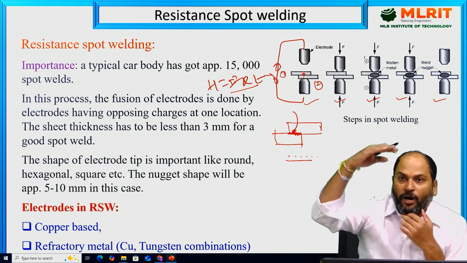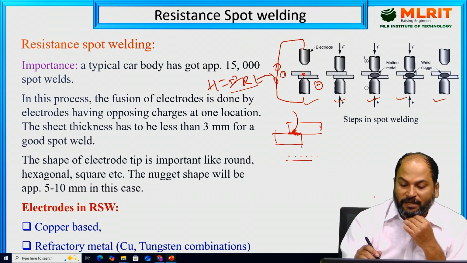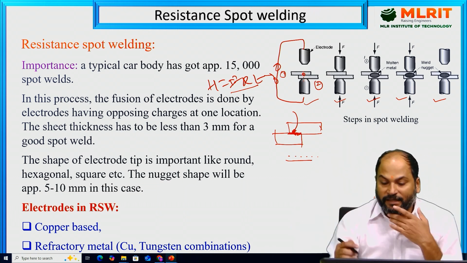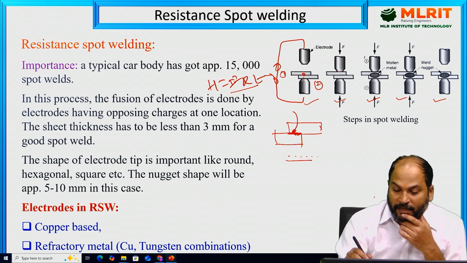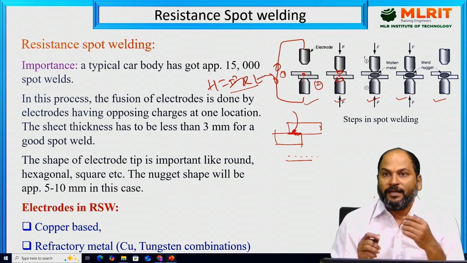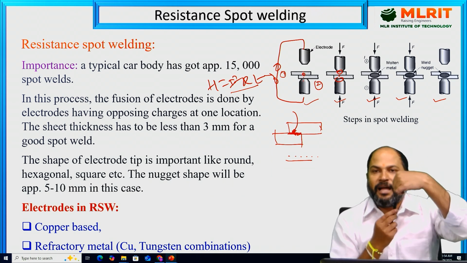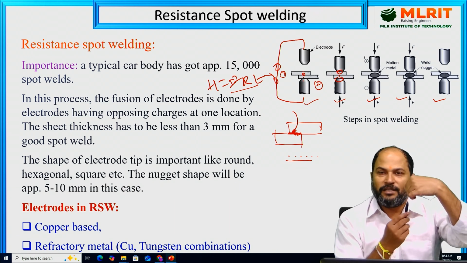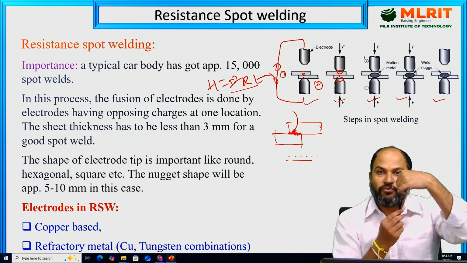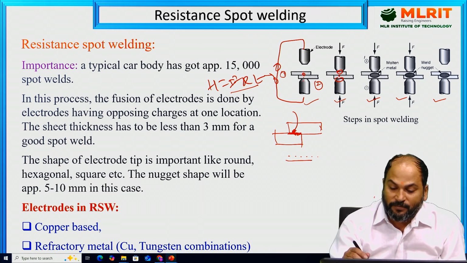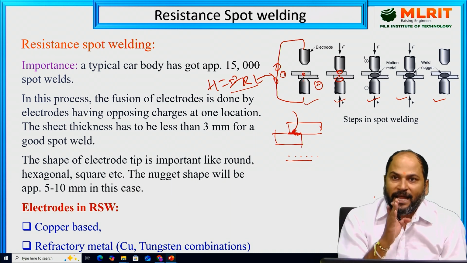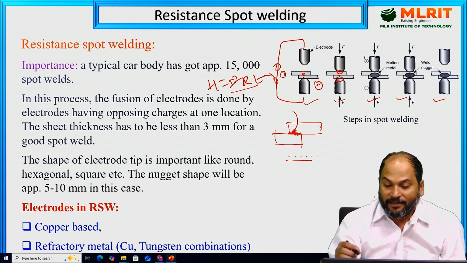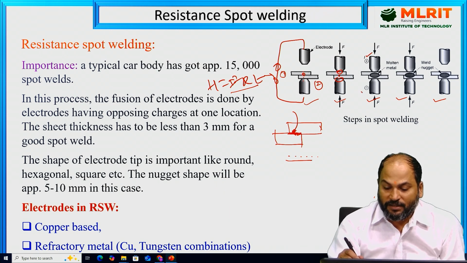Then we have the upper electrode and the lower electrode. First we keep the lower electrode, then we bring the upper electrode down, so now it will be in contact. Wherever the point that we are going to weld together, that spot should be clear, and that spot should be in contact with the electrode tip. That is very, very important. This tip of the electrode and this tip of the electrode should align properly wherever we have to do the welding. The third step: this is the positive terminal, this is the negative terminal.